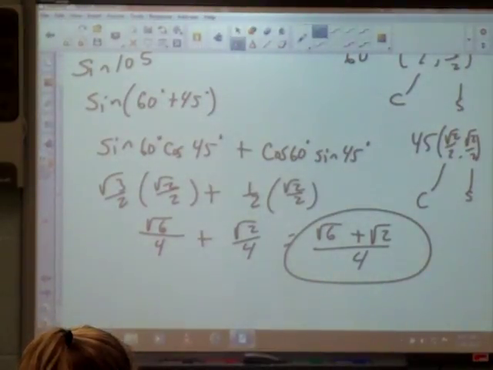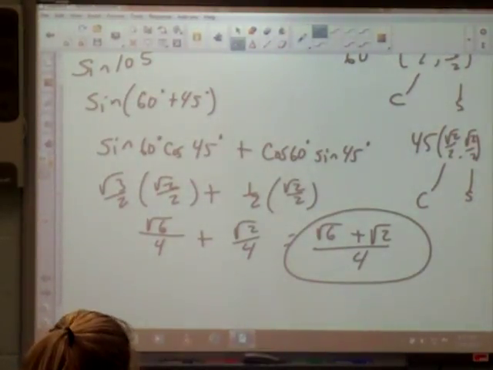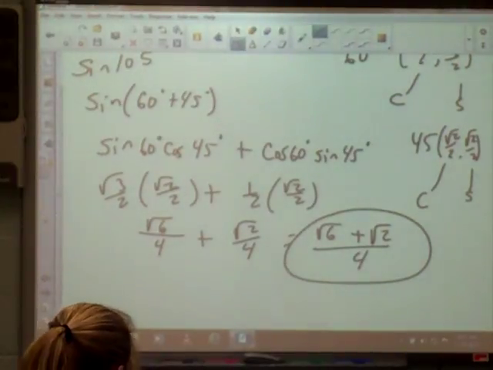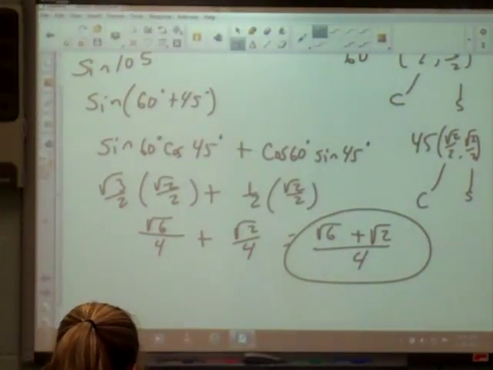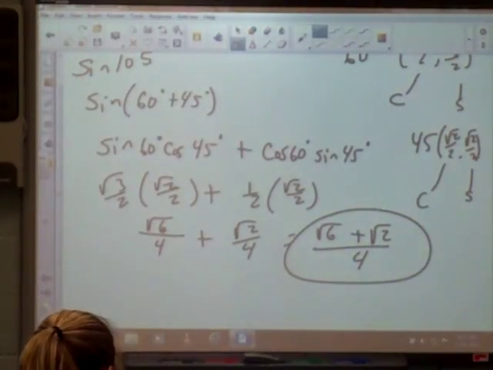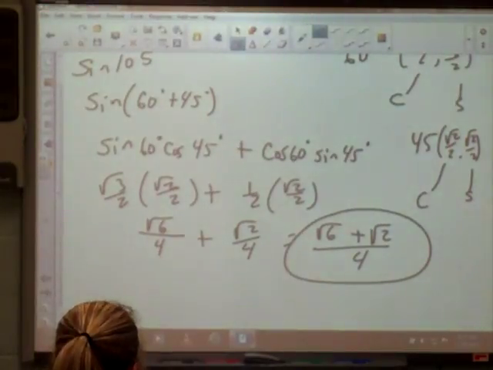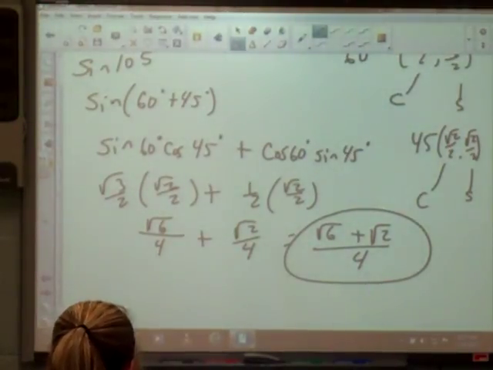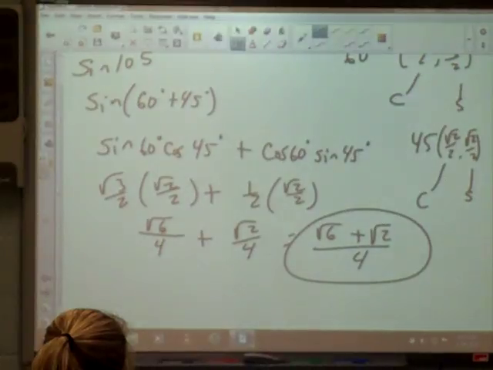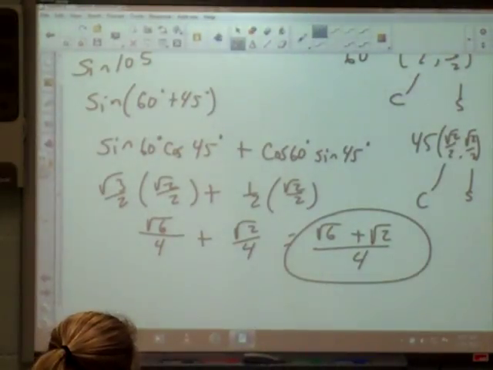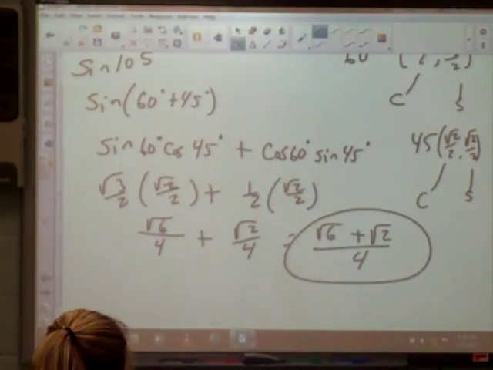Do I have those sum and difference formulas memorized? No. But I took a picture of them and put them on the board for you and told you to put them in your notes. So you should have them there. They're not hard to use. I guess maybe I should memorize that: sine, cosine, cosine, sine. That's not hard.